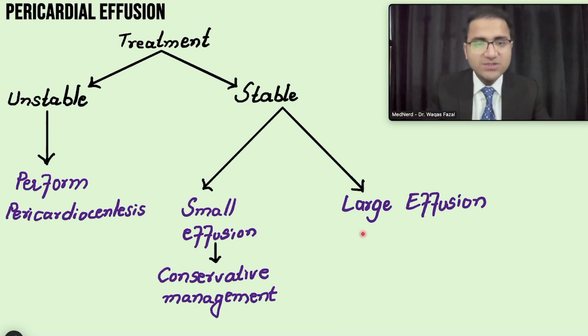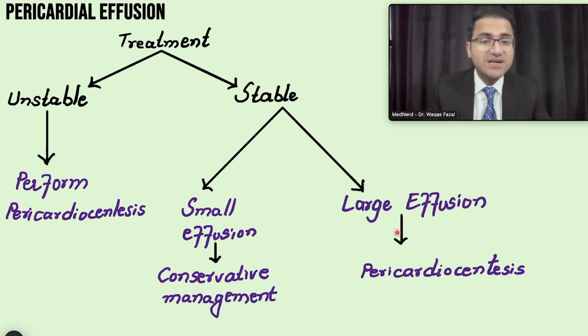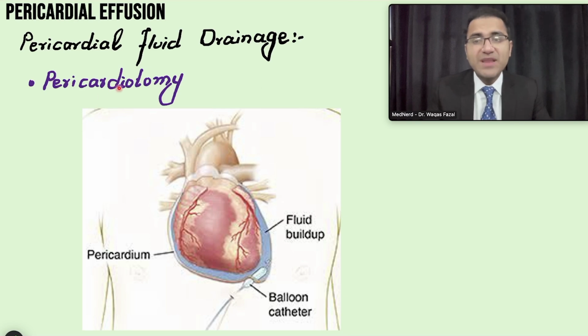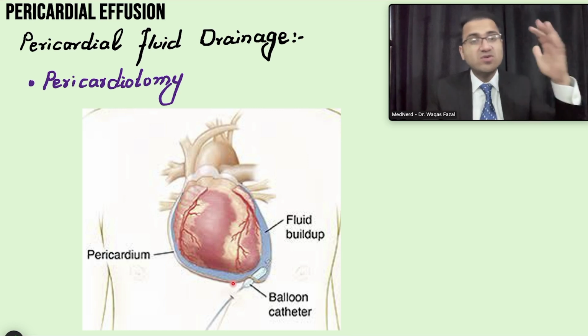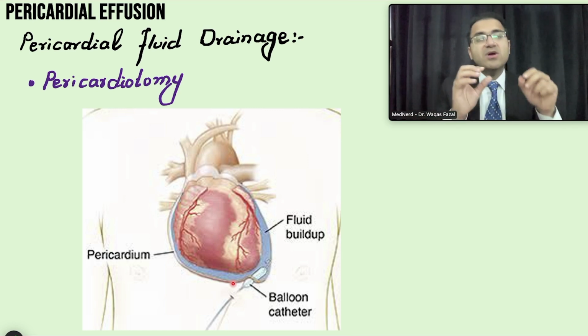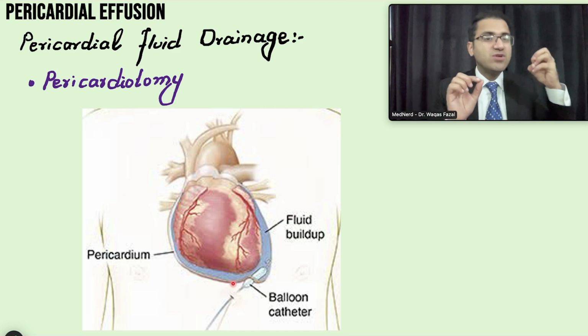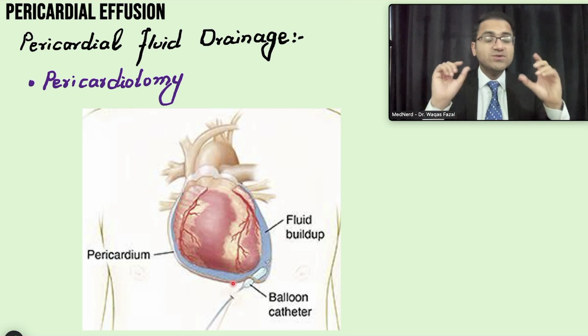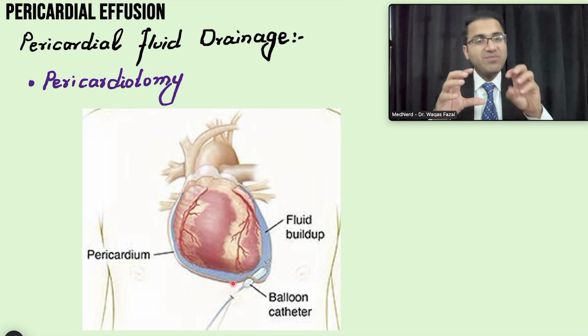But if it is a large effusion and it is causing symptoms, in that case you have to go for pericardiocentesis. Now, what are the procedures that you can do in pericardiocentesis? You perform pericardiotomy. In pericardiotomy, a hole is created in the pericardial cavity so that there is a constant drainage of fluid, because it's a problem that many times when you perform pericardiocentesis and take out the fluid, it accumulates again. So what you do is put a hole in the pericardial cavity.